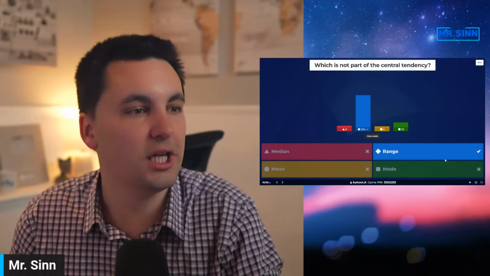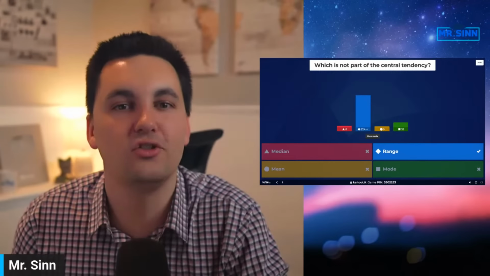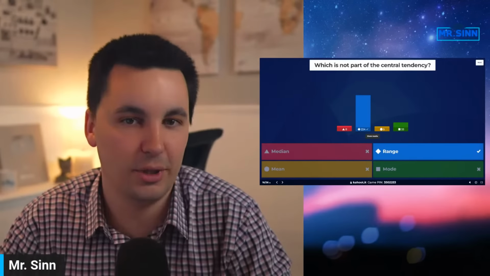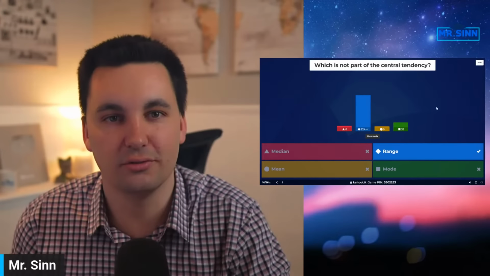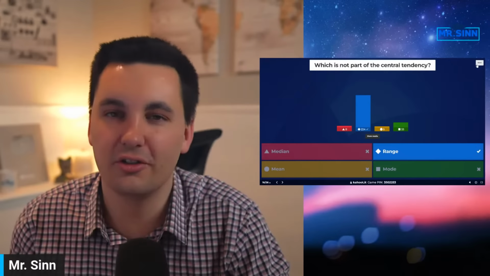Majority of people got this one. It is range. So that's awesome. Range is part of the measures of variability. So that's with standard deviation. So remember, that's the one that is not part of the central tendency.